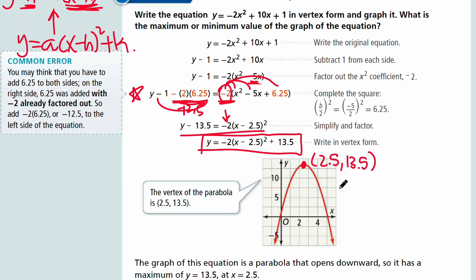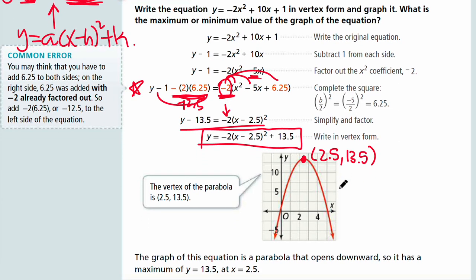So at the end, you want to answer it. The graph of this equation is a parabola that opens downwards, so it has a maximum of y equals 13.5 at x equals 2.5 after you graph them. So when you're graphing, don't forget to label your x and y axes and label your units for your graph, your grid lines, so that you know the points represent something, right? Because this is going to be by 1, but here is 2.5 each, right? So they can represent different units. So in order for your points to be accurate, your grid line has to be labeled correctly.